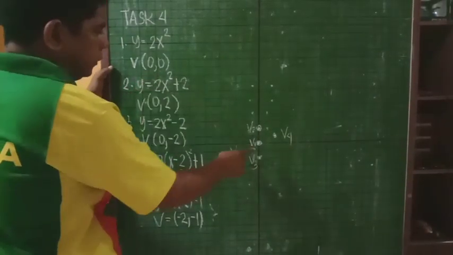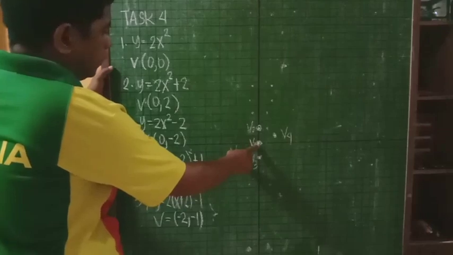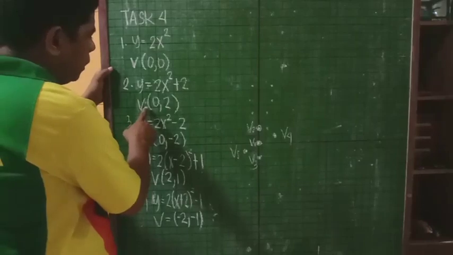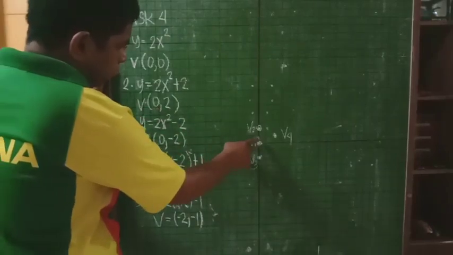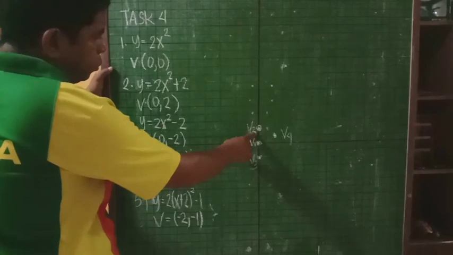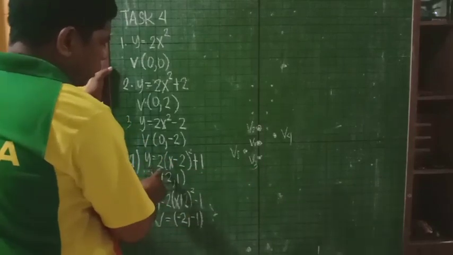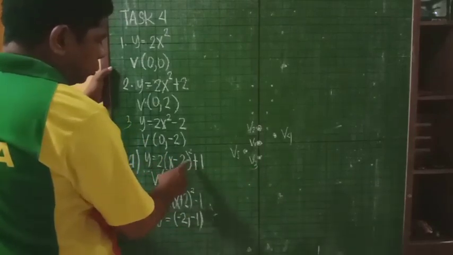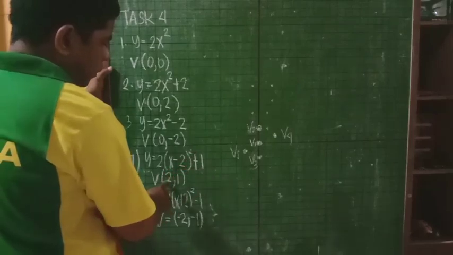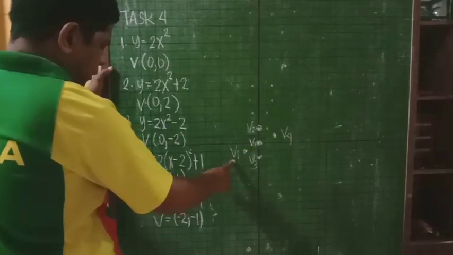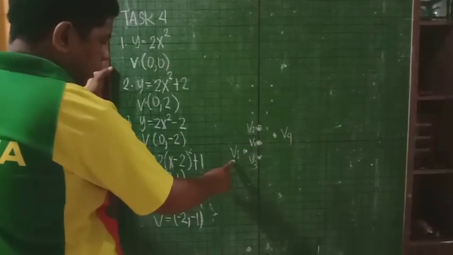Okay, plot natin yung number 1. So, vertex 1 is (0, 0), y equals 2x squared. Yung y equals 2x squared plus 2, vertex is (0, 2). So, this is our example number 2. And our number 3, which is y equals 2x squared minus 2. And number 4, y equals 2 times the quantity of x minus 2, quantity squared, plus 1. Vertex is (2, 1). And number 5, the vertex is (-2, -1).